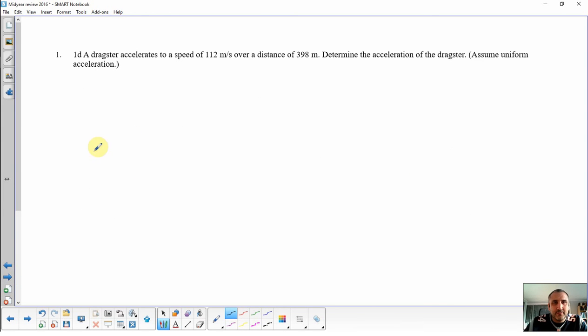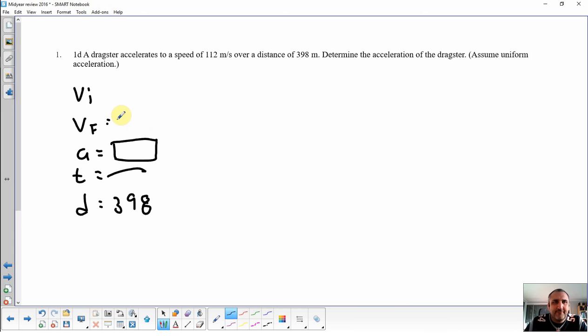Again, another problem that's not a projectile problem. VI, VF, A, T, D. A dragster accelerates to a speed of 112 meters per second over a distance of 398 meters. Determine the acceleration. Well, can't be much more straightforward than this. 398, don't care. Acceleration is what we're looking for. Final velocity is 112, and the initial velocity is 0.